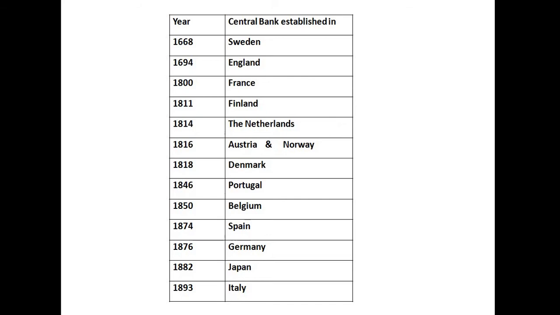You can have a look at this table, which will give you a fair idea of when central banks were established in which countries. It goes back to 1668 when Sweden established its central bank, then 1694 England, 1800 France, 1811 Finland, 1814 the Netherlands, 1816 Austria and Norway, 1818 Denmark, 1846 Portugal, 1850 Belgium, 1874 Spain, 1876 Germany, 1882 Japan, 1893 Italy.